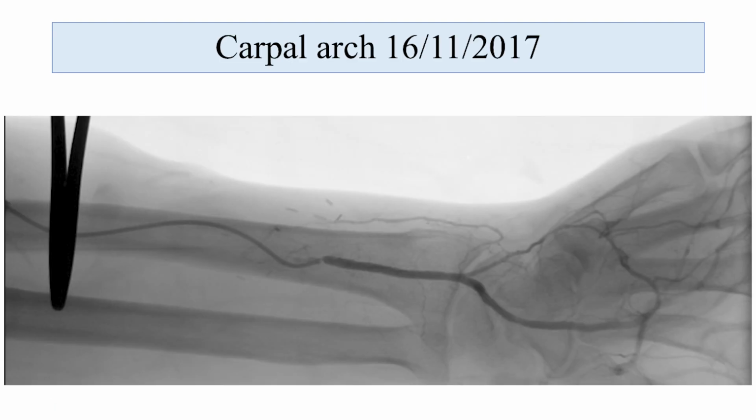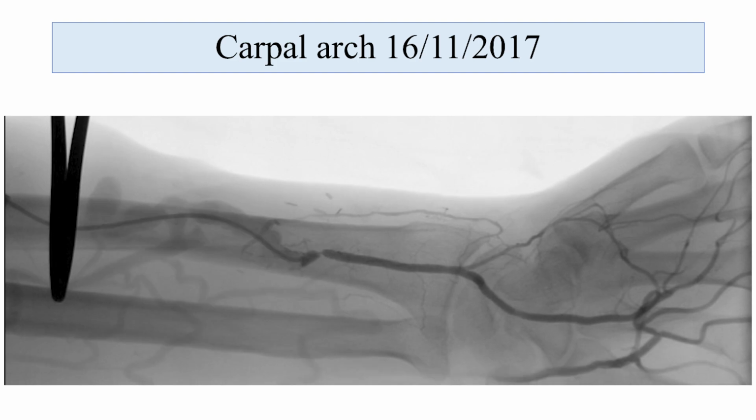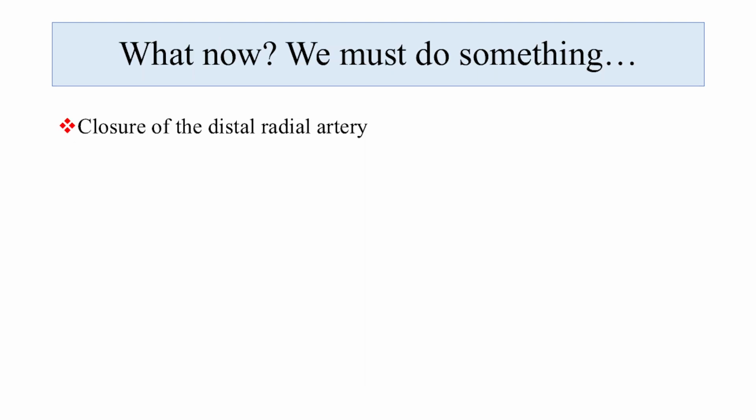This is the angiography done via the distal radial artery with good connection between the two arteries. Now we have reached a turning point where we must do something to improve the patient's suffering. The only step we have is occlusion of the distal radial artery, preventing the reverse flow in the artery.